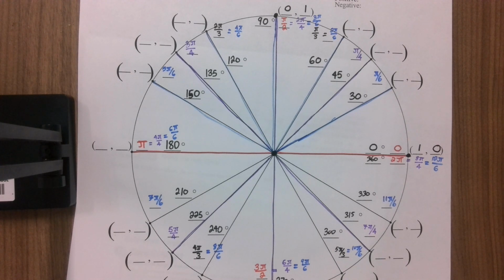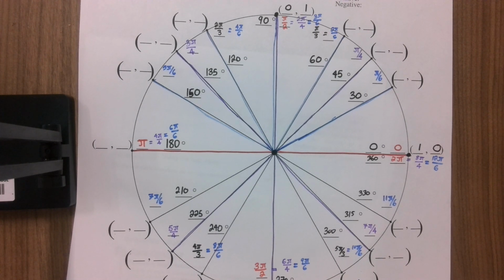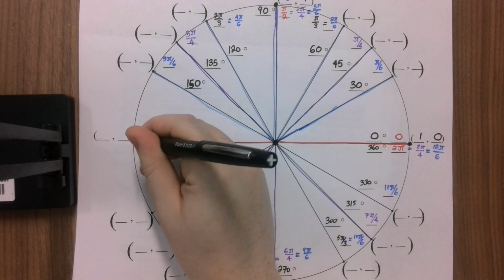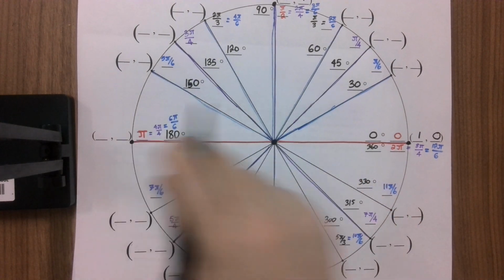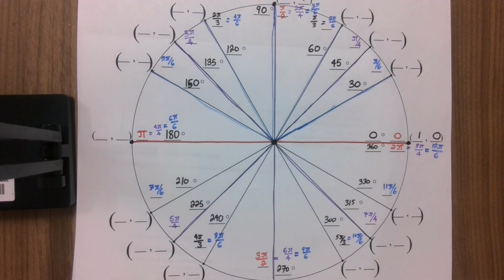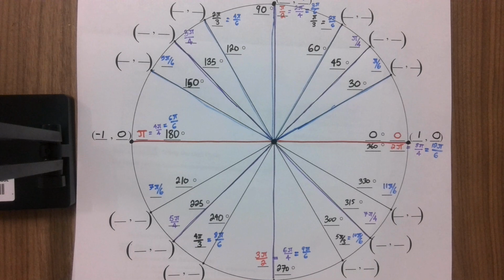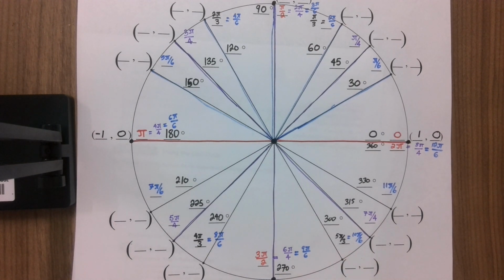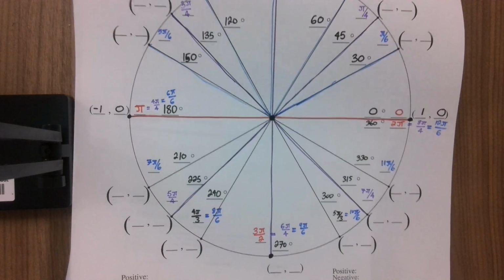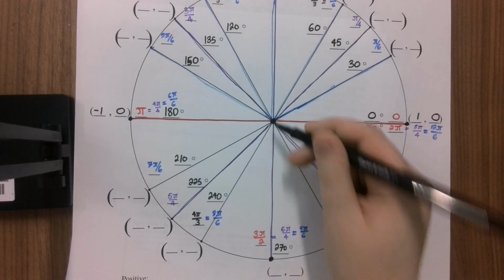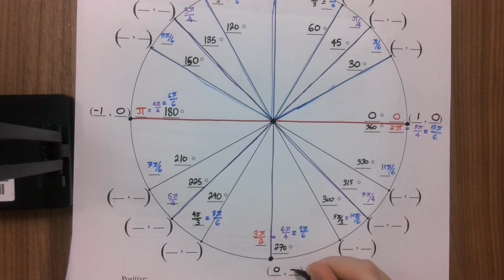Okay, that's kind of nice. I think we're starting to see a pattern here. What if I go 1 unit to the left, 1 radius to the left? Well, then our x value is -1 and our y value is 0. And what if we go straight down? Well, straight down, that's going to be an x value of 0 and a y value of -1.